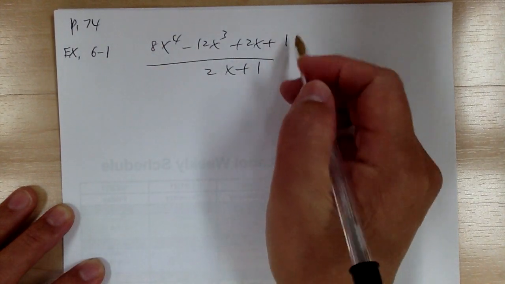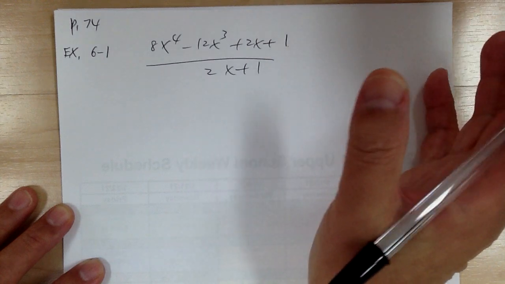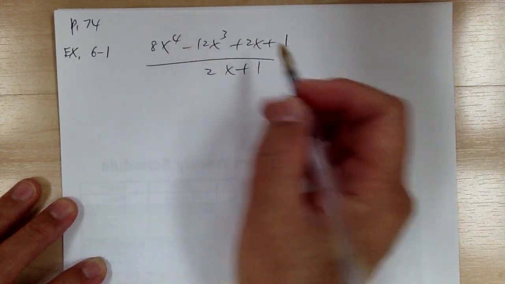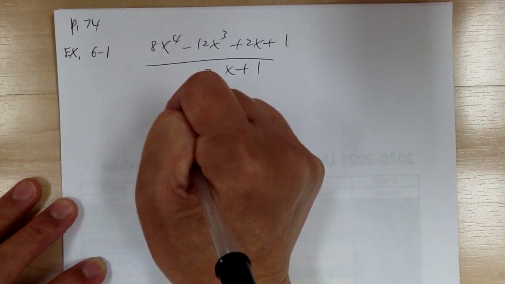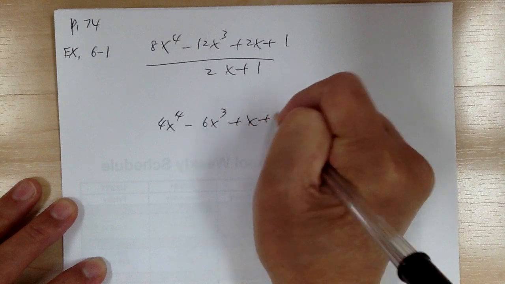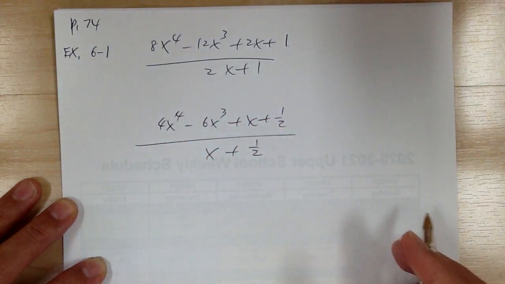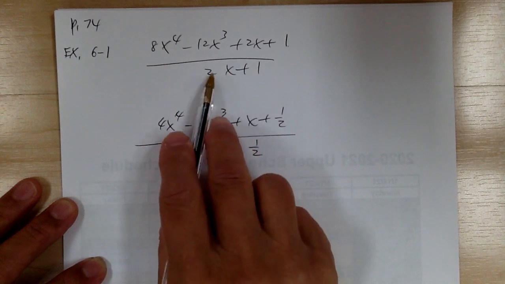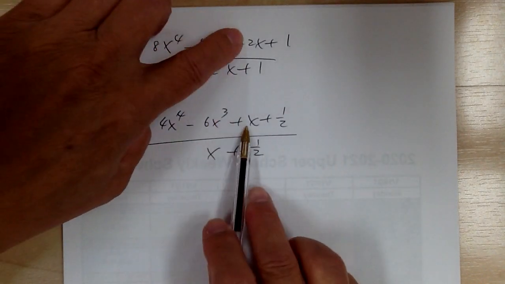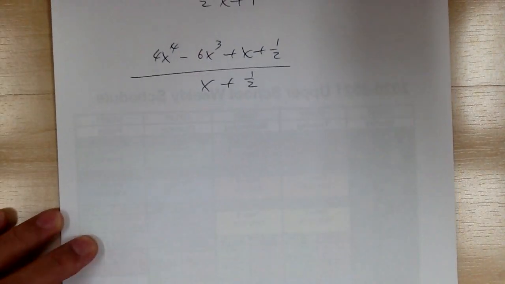Now, if there's an odd number, it makes things a little bit messy. So you can divide by 2 on everything first. You're going to get 4x to the 4 minus 6x to the 3 plus x plus 1/2, divided by x plus 1/2. So double check, make sure it's half, half, half, half. Everything divided by 2. Now you can use synthetic division.